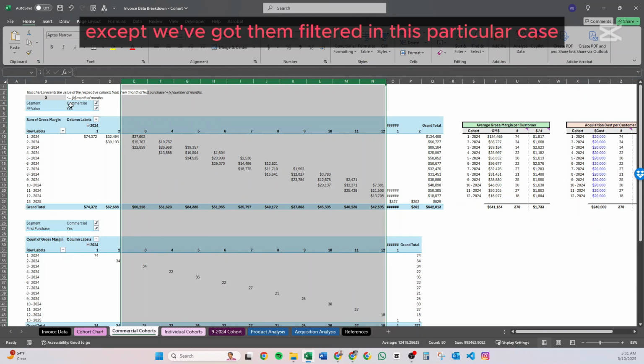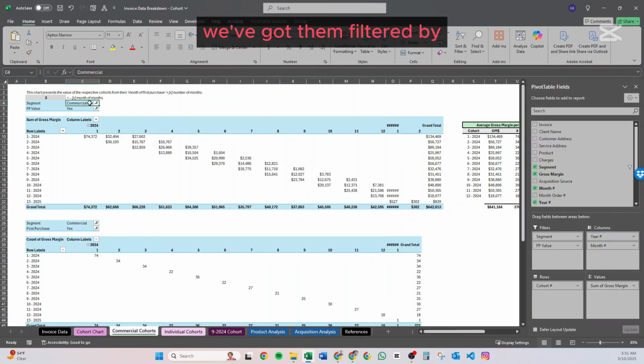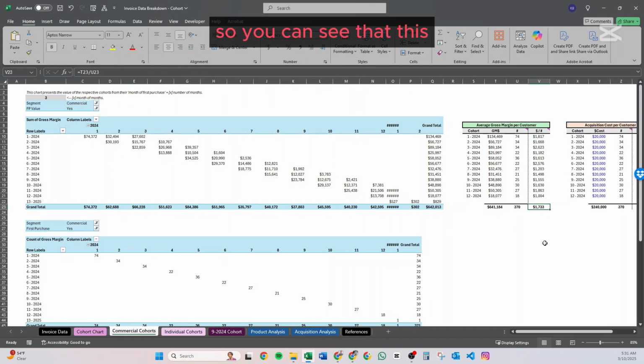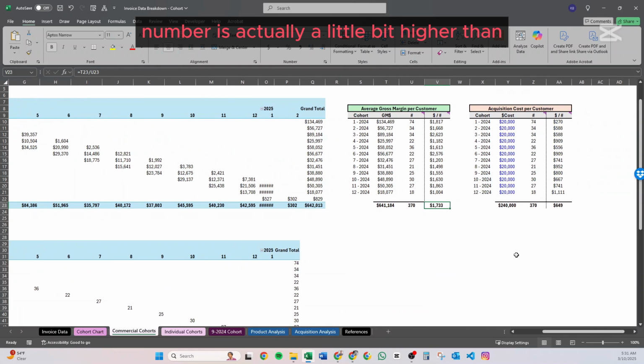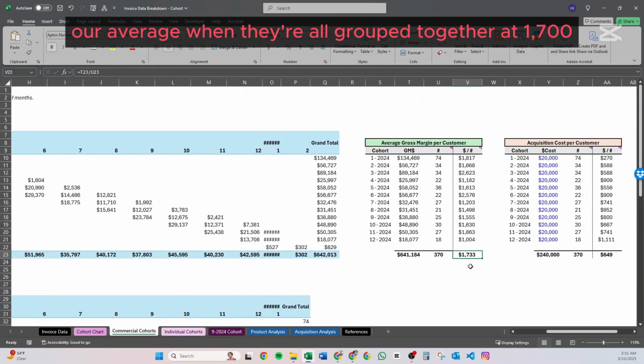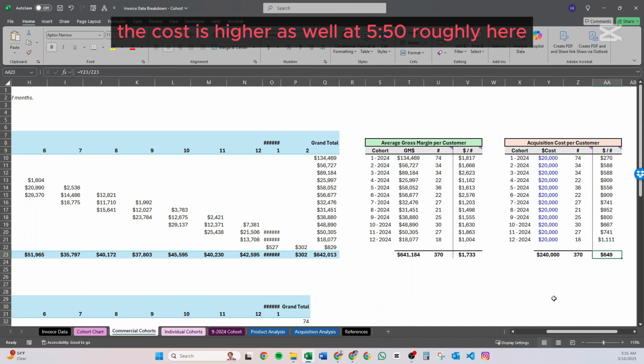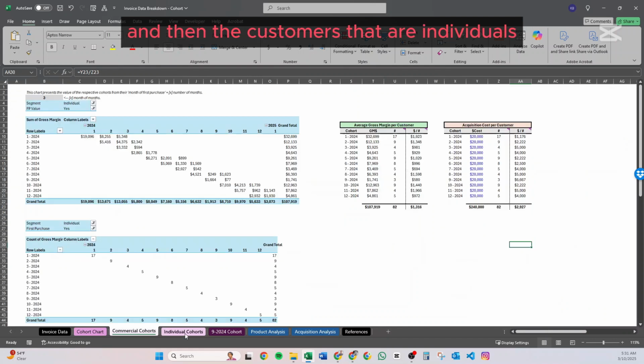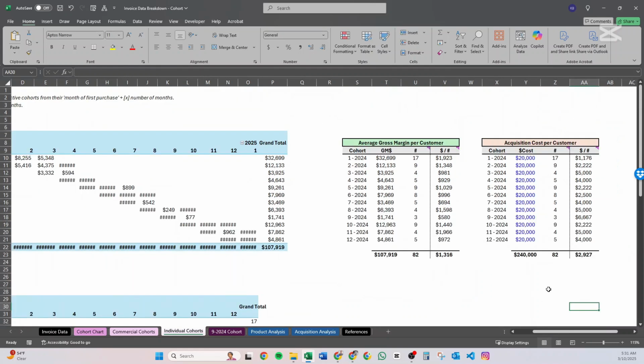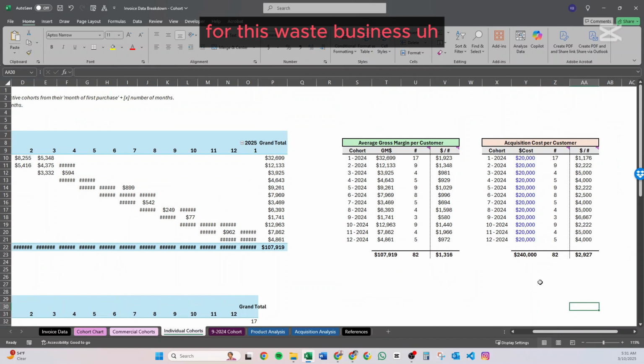Except we've got them filtered in this particular case. I've got the commercial filter here. So you can see that this number is actually a little bit higher than our average when they're all grouped together at 1,700. The cost is higher as well at roughly 550 here. And then the customers that are individuals, for this waste business, are obviously a lot lower value.